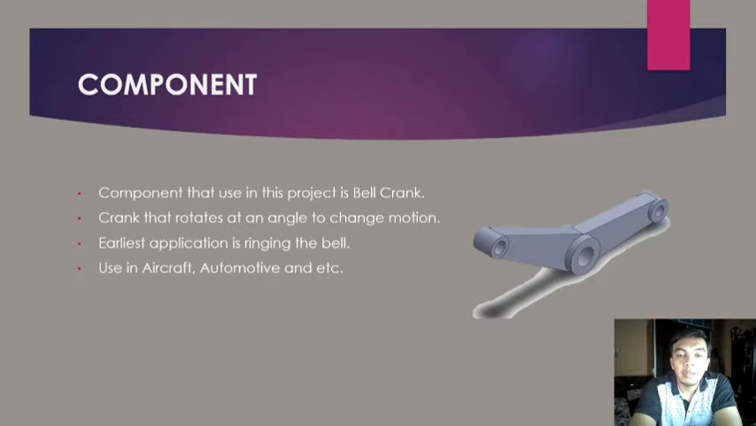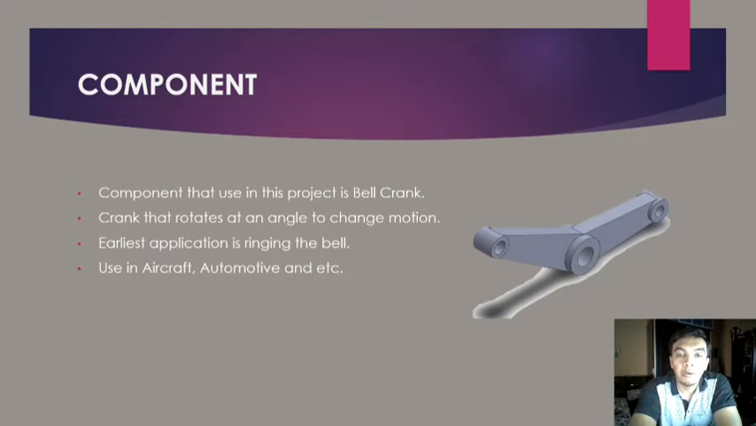For the component, we chose the bell crank for our project. This component is a type of crank that rotates at an angle to change motion. For the earliest application, this component was used to ring or strike the bell, which was used to summon personnel in a large accident. Today, this component is used in aircraft, automotive, and so on.